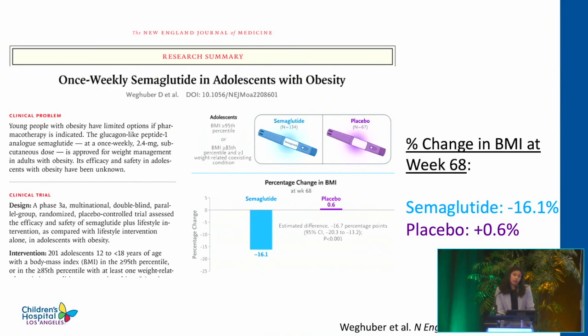So do GLP-1 agonists work in adolescents? And this is a seminal trial that was published in the New England Journal of Medicine in 2022 that looked at the use of semaglutide in those 12 to 18 years old who had a BMI greater than the 95th percentile or a BMI greater than the 85th percentile with one or more comorbidities. And this was a double-blind, parallel group, randomized, placebo-controlled trial.